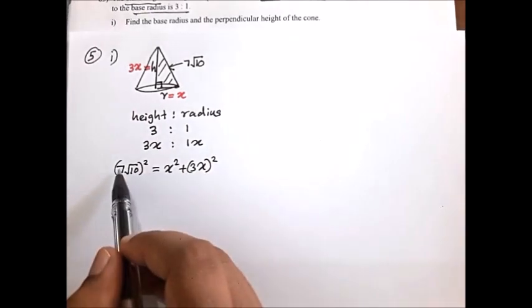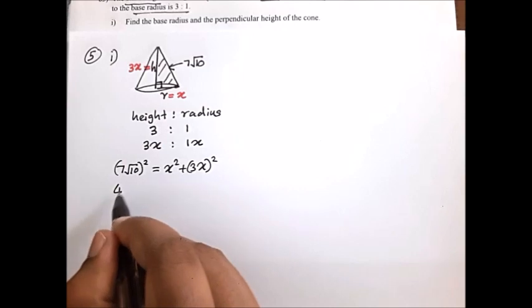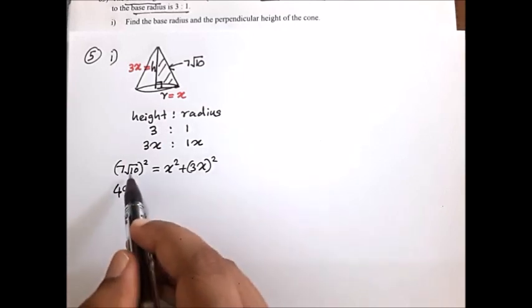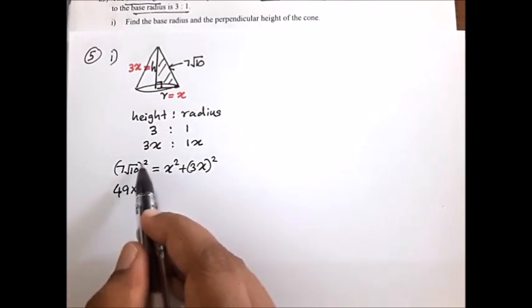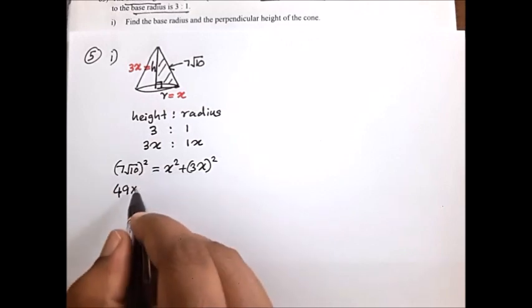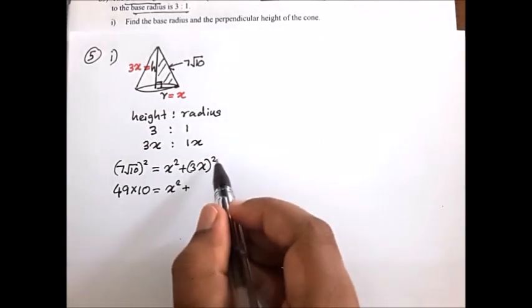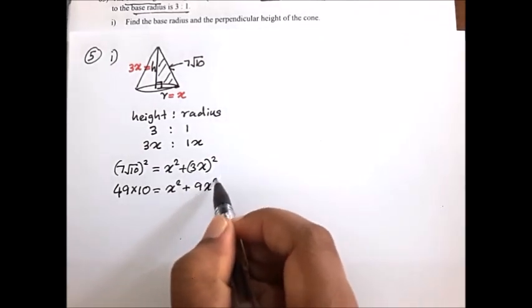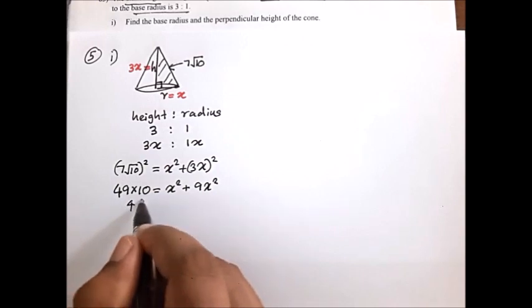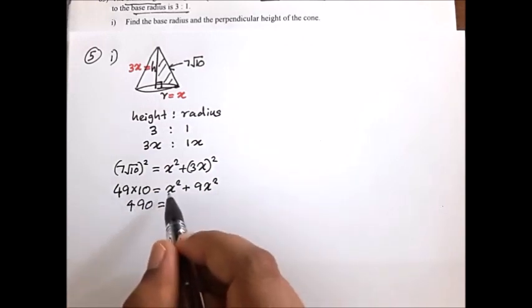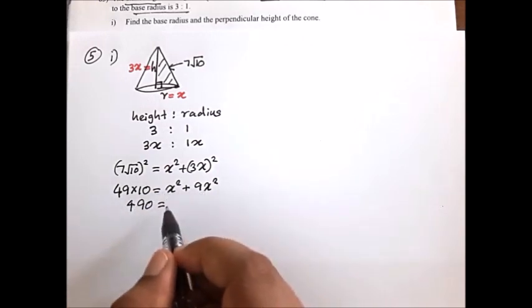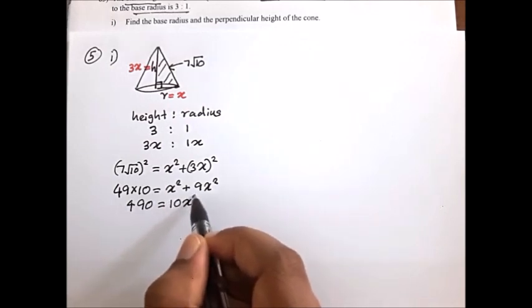Now remove brackets. 7 to the power 2, 49. Square root 10 squared. Square root and square cancel each other. Remaining 10. Here 3 to the power 2, 9, and x to the power 2. 490. 1x to the power 2, 9x to the power 2, total 10x to the power 2.